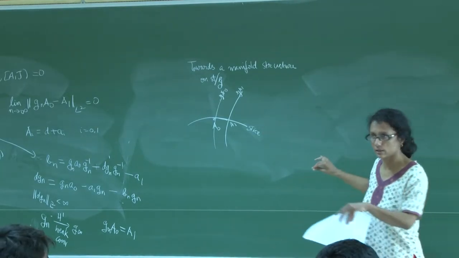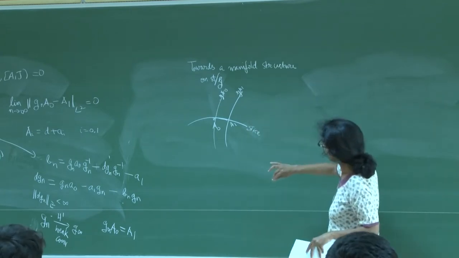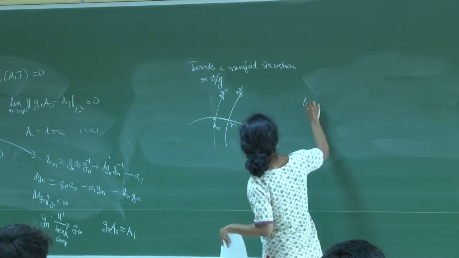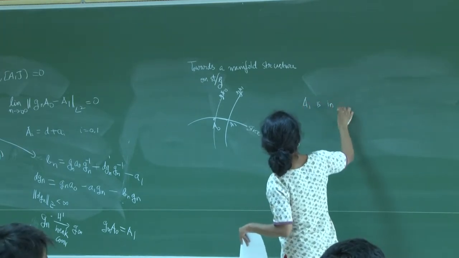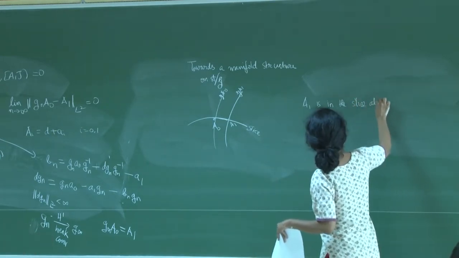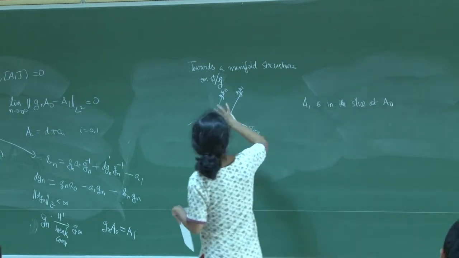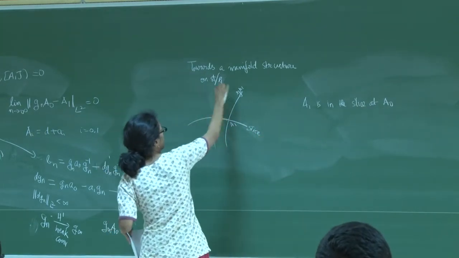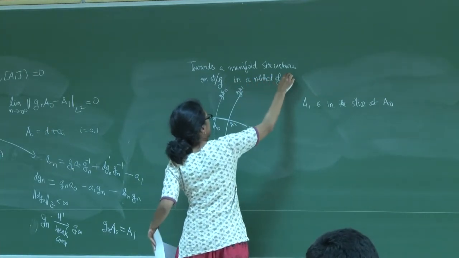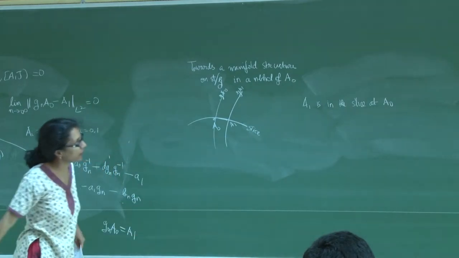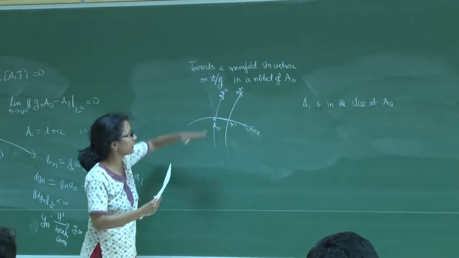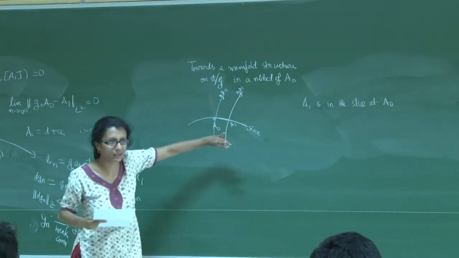a calculus of variations style equation. So I would like to say that A1 is in the slice at A0. So I'm trying to construct a manifold structure in a neighborhood of A0. Okay, so I want to see which of my connections in this neighborhood lie on this slice.